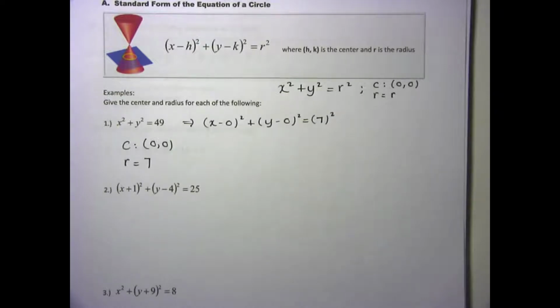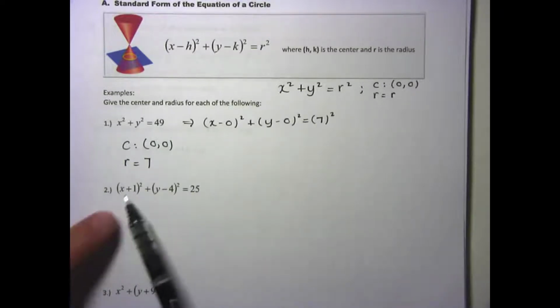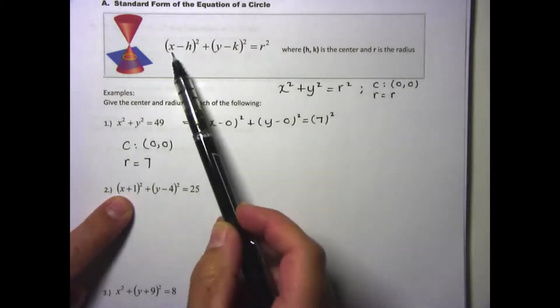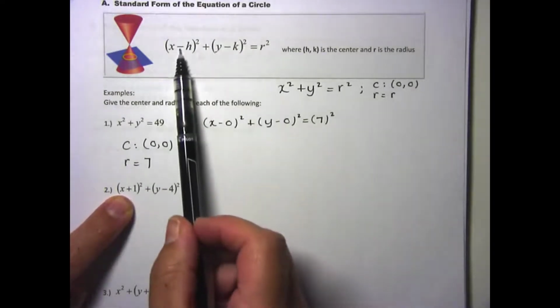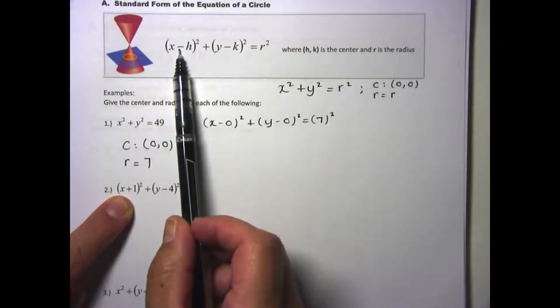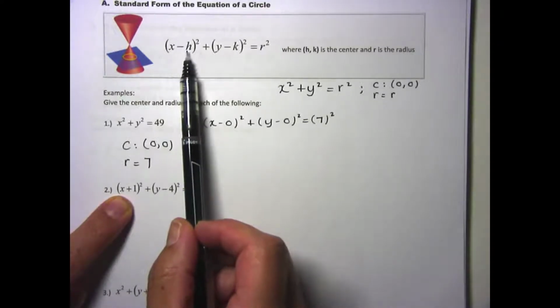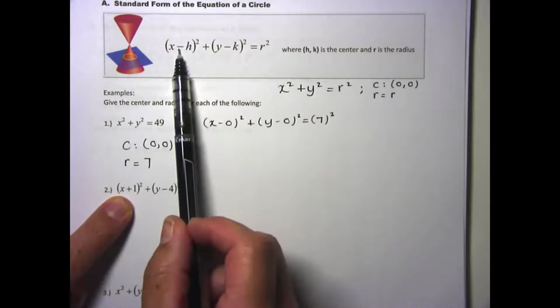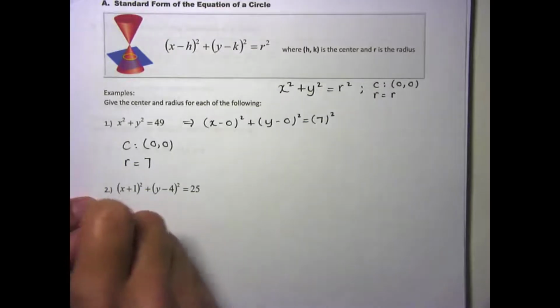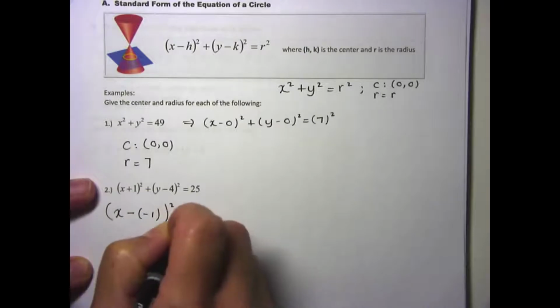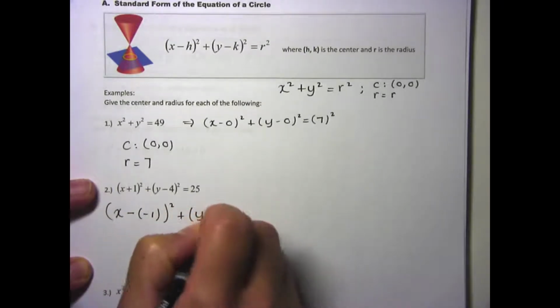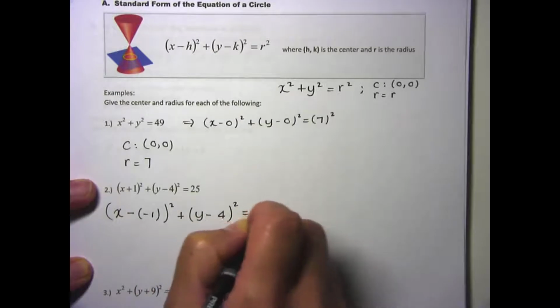All right, example number 2. We have (x + 1)² + (y - 4)² = 25. The problem that I see here is that in the standard form of the equation of a circle, this sign right here is a minus. If I want to be able to simply read off h and k, I need these signs to match the standard form. So I'm going to force the sign. I'm going to write this as (x - (-1))² + (y - 4)² = 5².